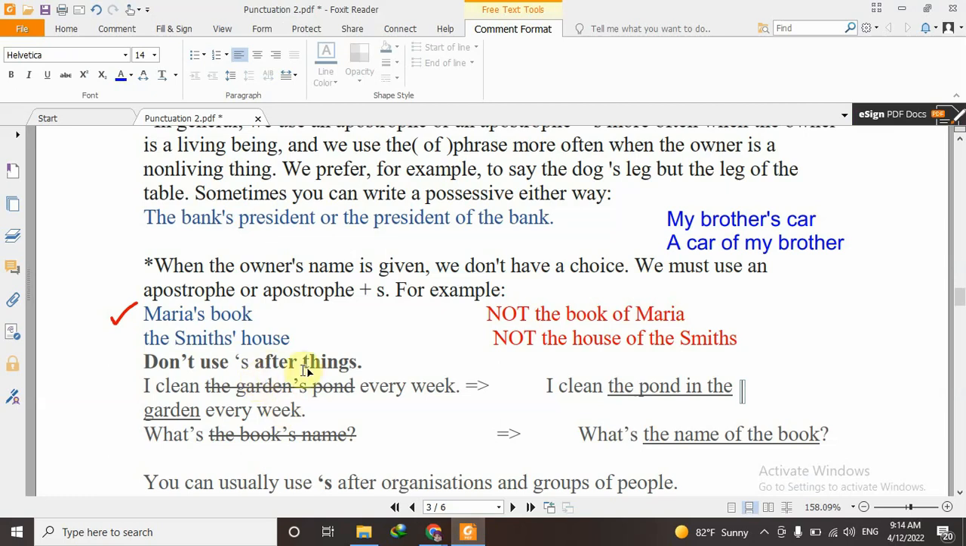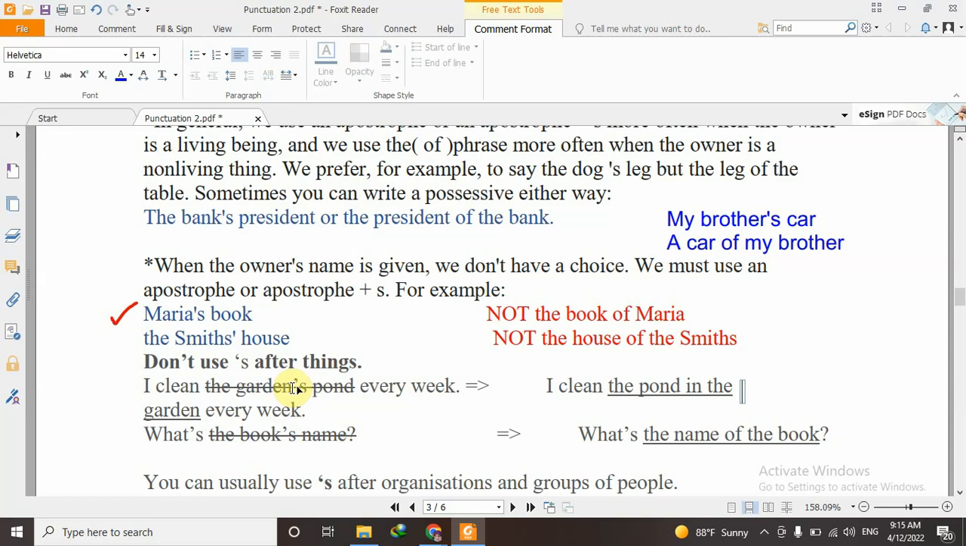Don't use 's after things. I clean the garden's pond every week. No, this is wrong. It is wrong to say "I clean the garden's pond," because I am adding a non-living thing to another non-living thing. So the correct way of writing it is: I clean the pond in the garden every week.